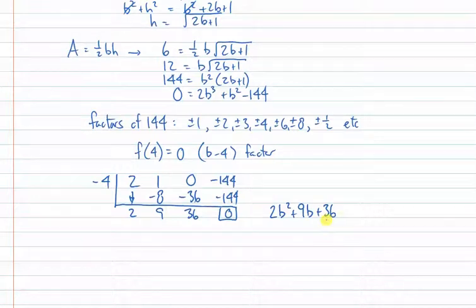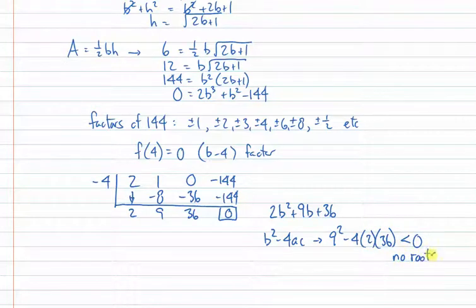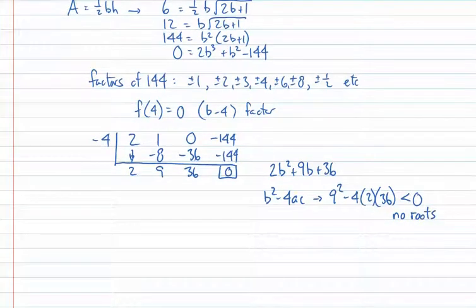Now, that number 36 is positive and large, which is making me suspicious of whether or not there's even a way to factor this. What I'm going to do is use the discriminant from quadratics, b squared minus 4ac, which is going to be 9 squared minus 4 times 2 times 36. And what I'll find out is that's less than 0. So this produces no roots or factors or x-intercepts. So the only value for b that's possible is 4.